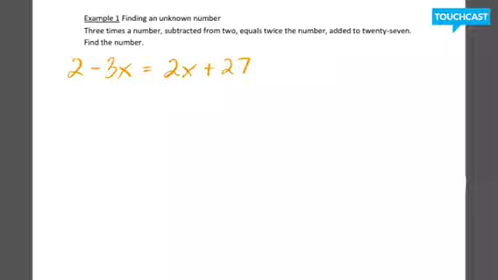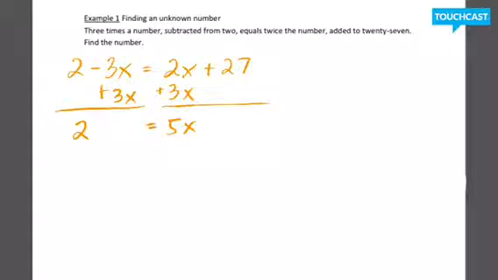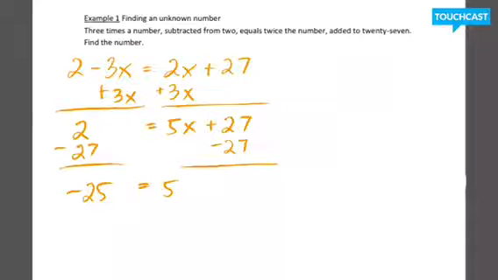So we've seen equations like this. The first thing we need to do is get the x's on the same side. So I'm going to add 3x to the left-hand side and to the right-hand side. And I have 2 equals 5x plus 27. And now I need to get the number to the other side. The x variable is on one side of the equation. And to get the number on the other side, I'm going to undo the adding of 27. So I end up with negative 25 equals 5x.